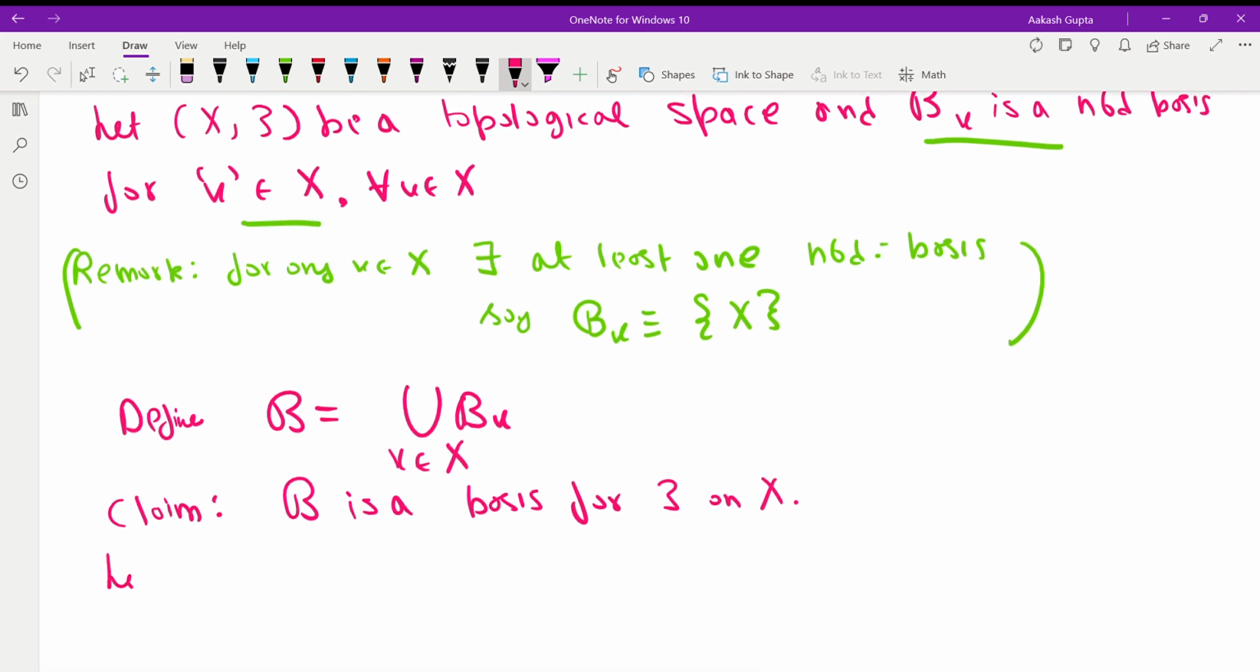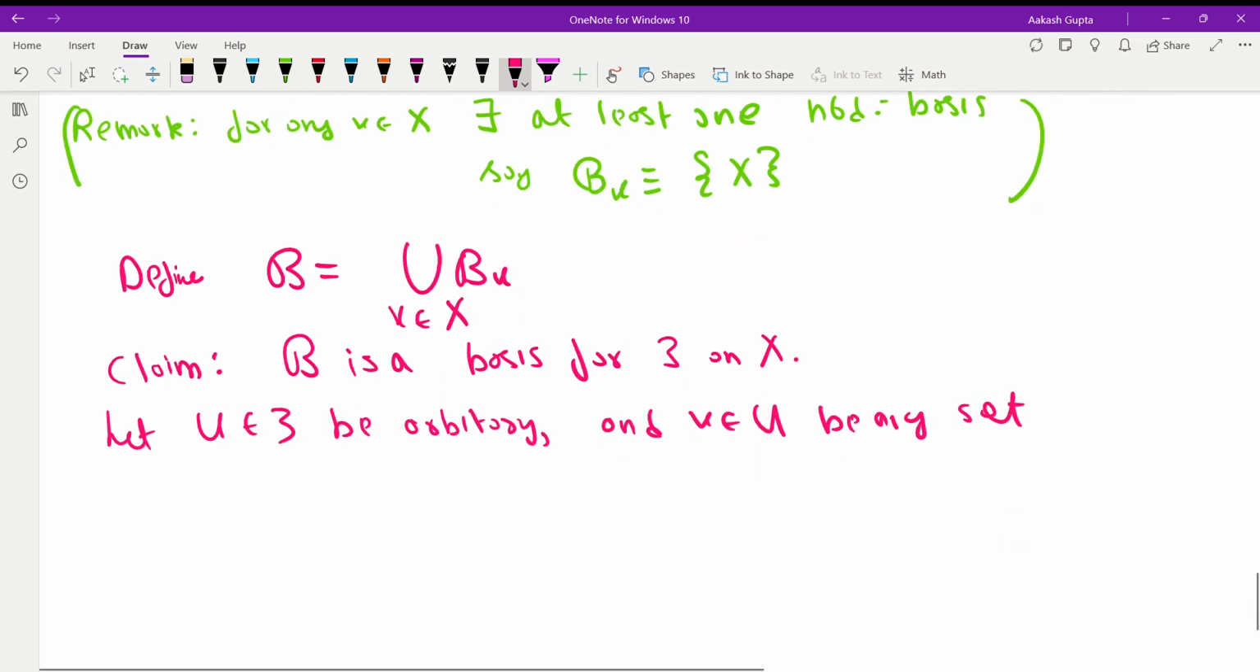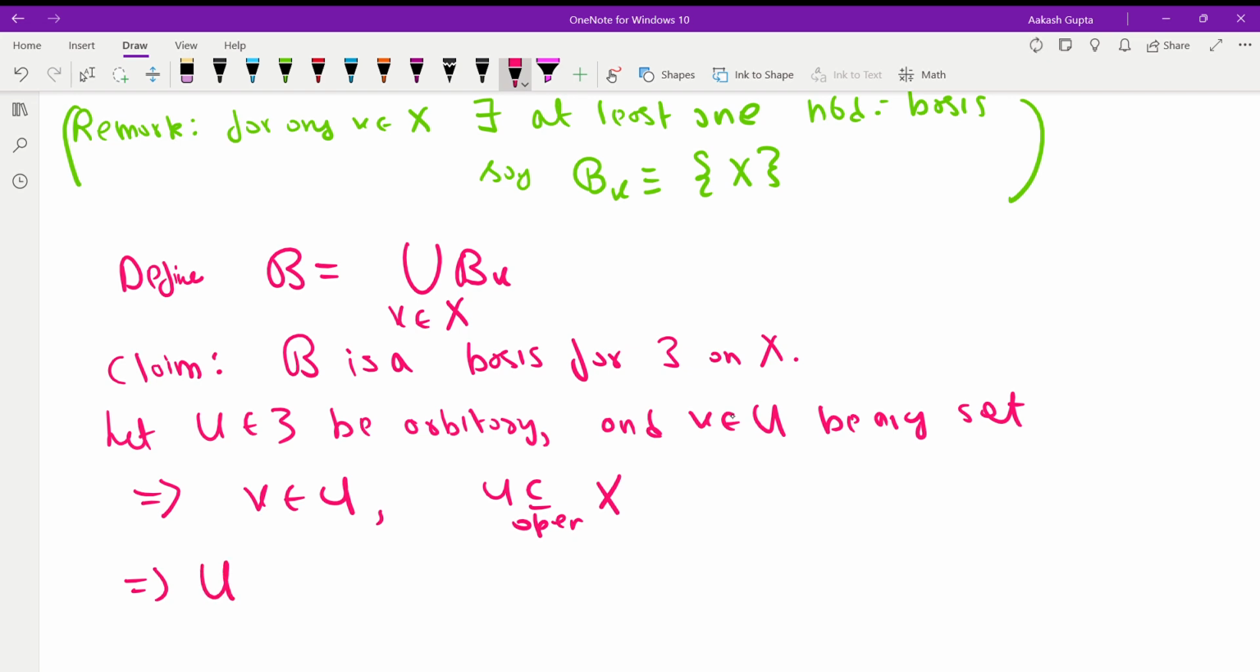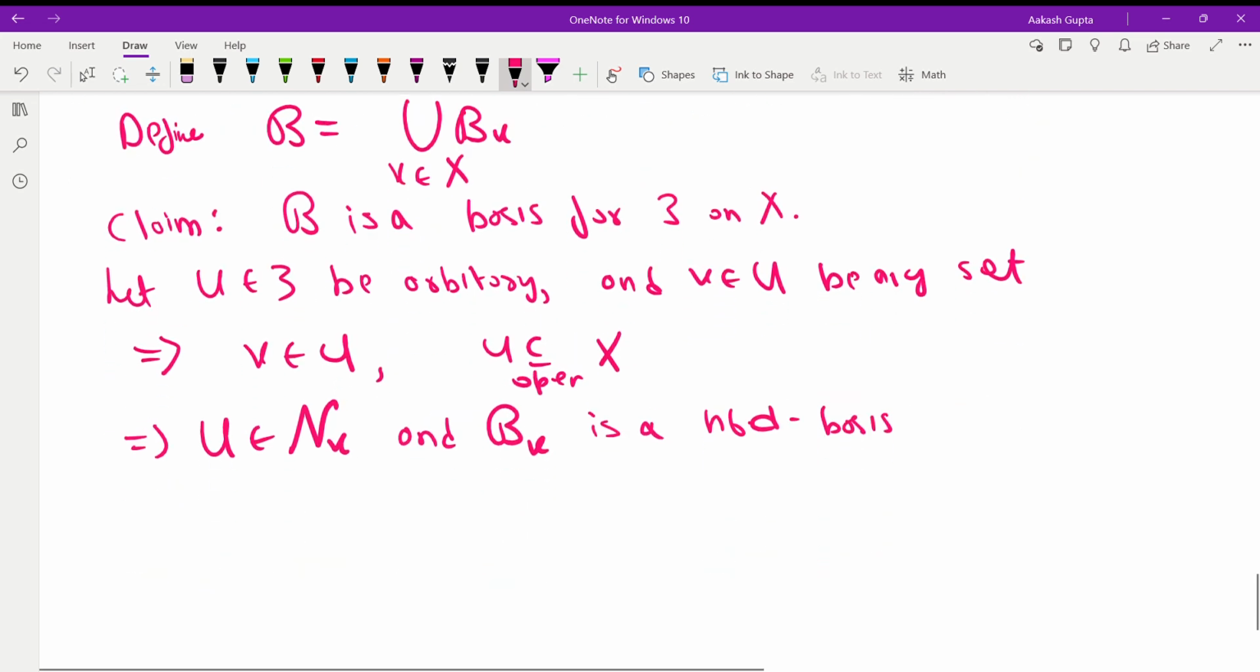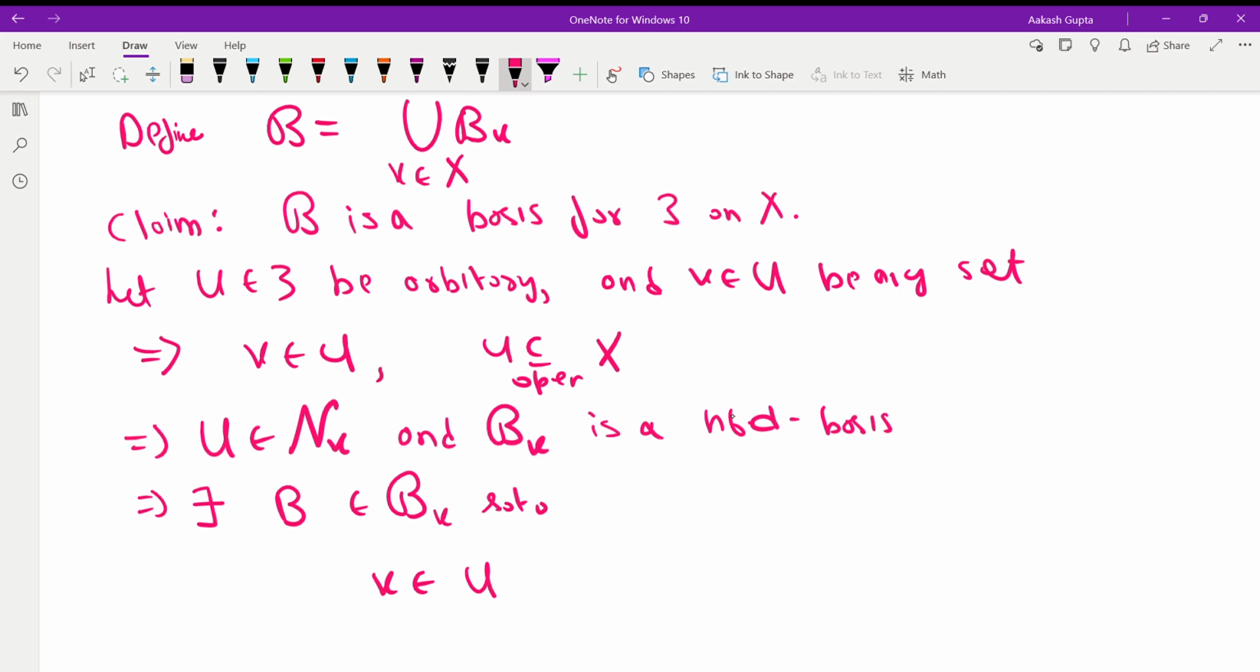So let me just justify it. Let U belong to tau be arbitrary and x in U be any point. Now what does this imply? x is in U, and U is open in X. So this implies U belongs to the collection of all neighborhoods of x, and B suffix x is a neighborhood basis. So there should be some member. This implies there exists B in script B suffix x such that x belongs to B, and U, of course, and what do you have?